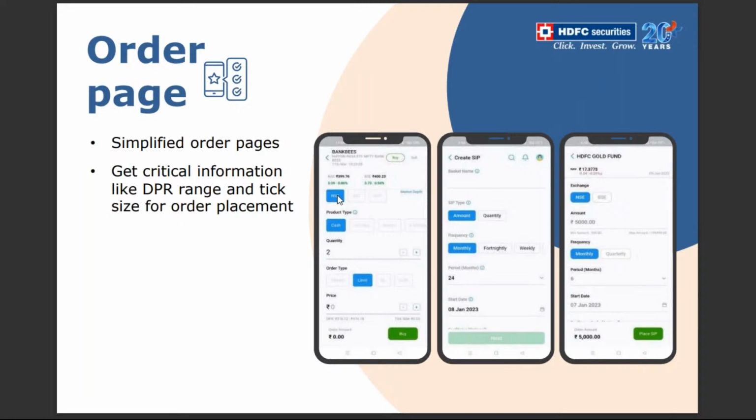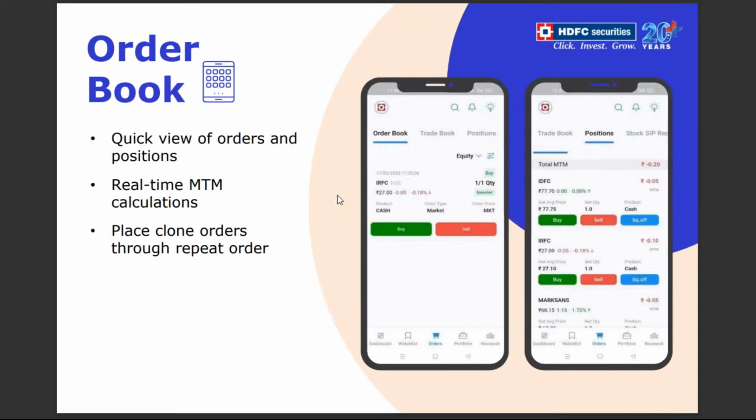With the modification, you can do it to the order page. On the order book, you can see all the orders, and you can see the MTM calculations also. That is the main thing, where you will get the real-time MTM requirements.